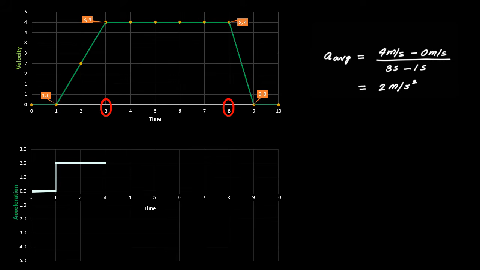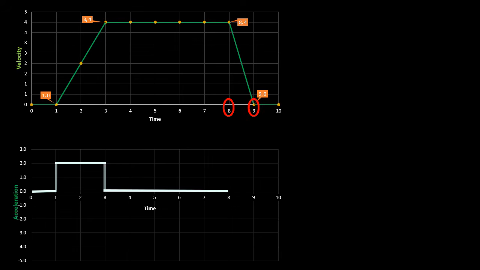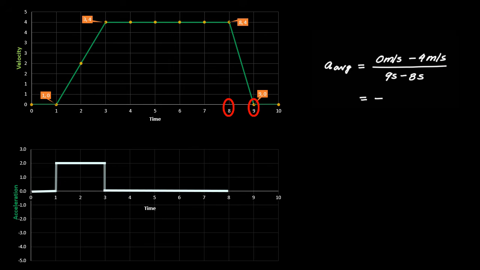Now, between 3 and 8 seconds, we see the velocity is constant, hence no acceleration. So here we show acceleration as 0. Now, between 8 and 9 seconds, the velocity is reducing. Therefore, acceleration must be in the opposite direction and can be found as V final is equal to 0 meters per second minus V initial equal to 4 meters per second divided by t, that is 1 second, and this equals minus 4 meters per second square.